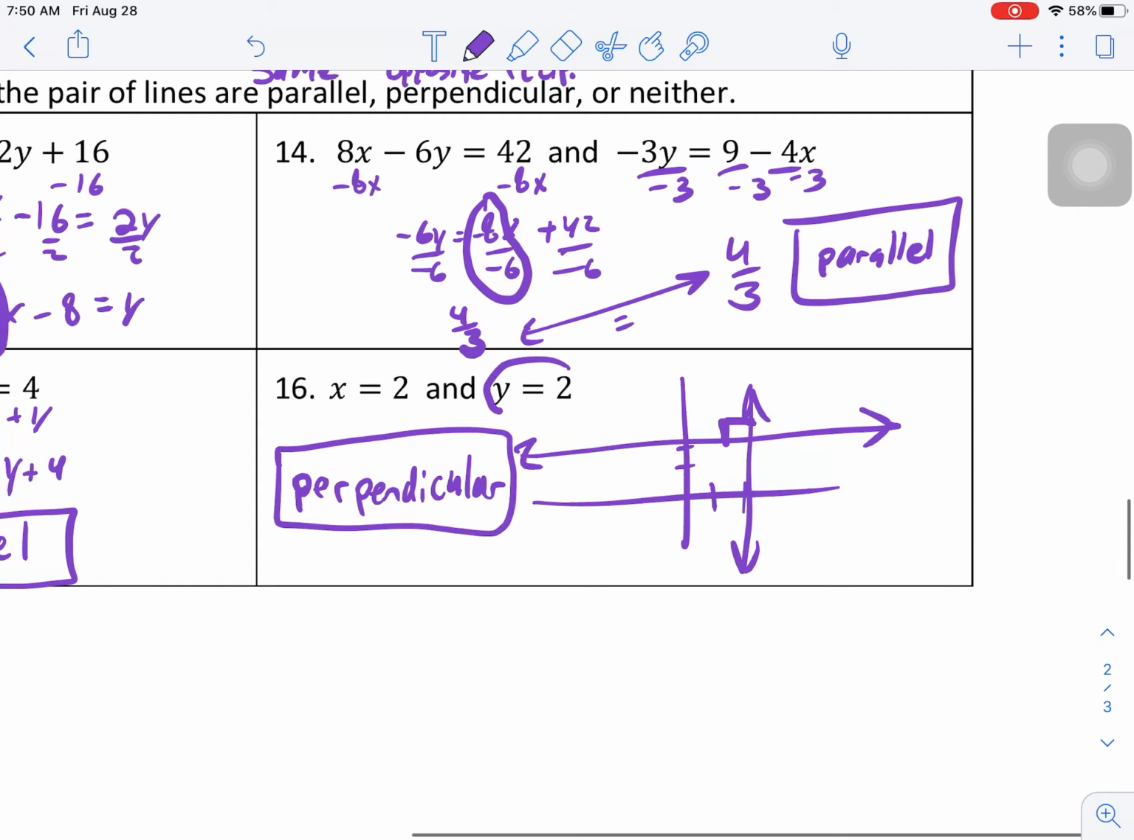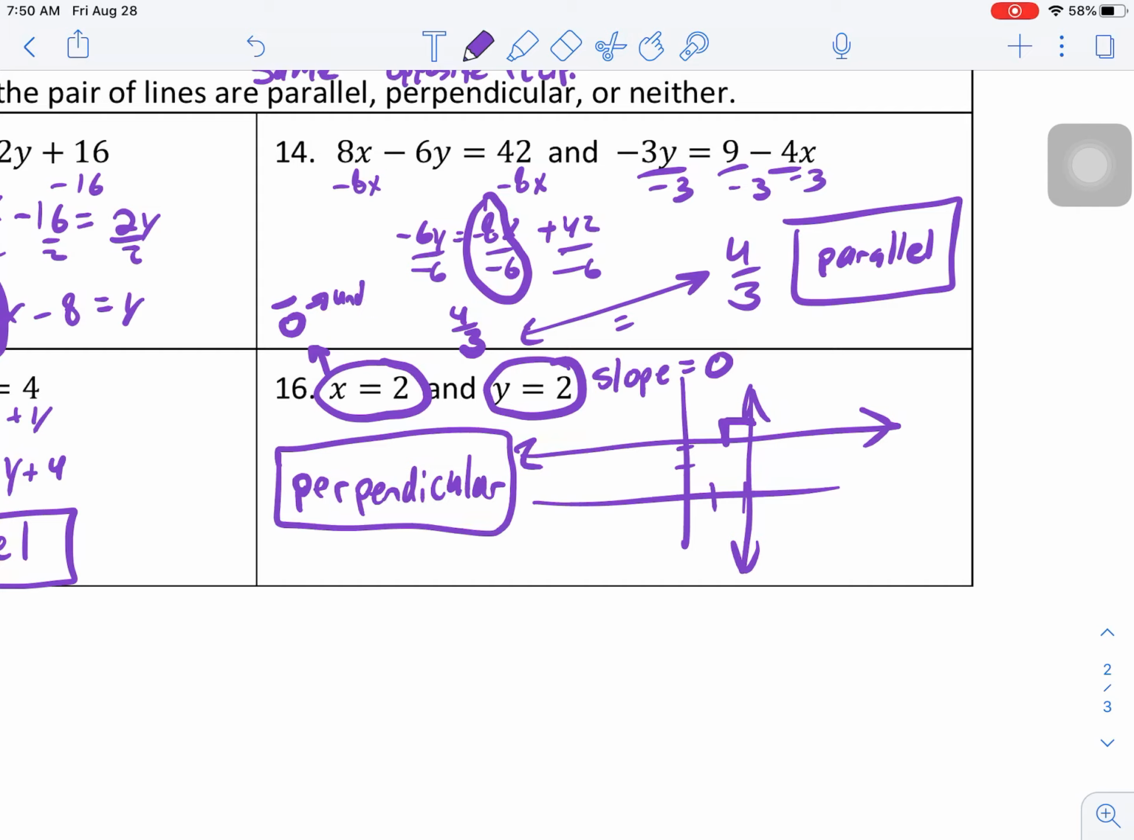Another way to tell, guys, is because the slope here is equal to 0. How do we get this slope? Well, when we actually do this a little bit later, we'll see that anything divided by 0 turns out to be undefined. And right, the slope of this graph is undefined.